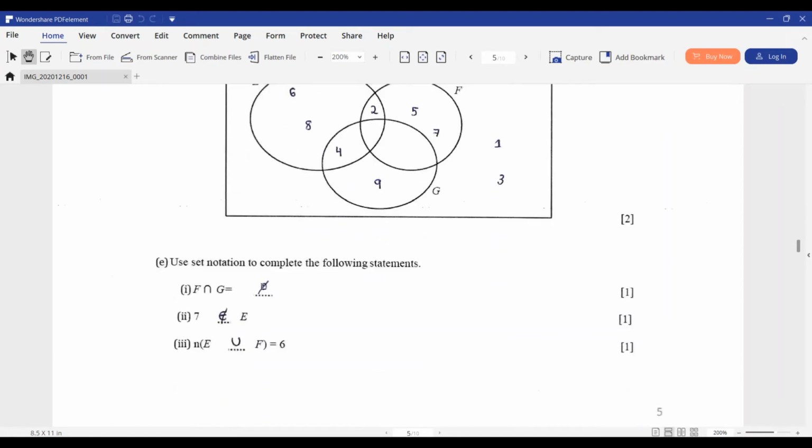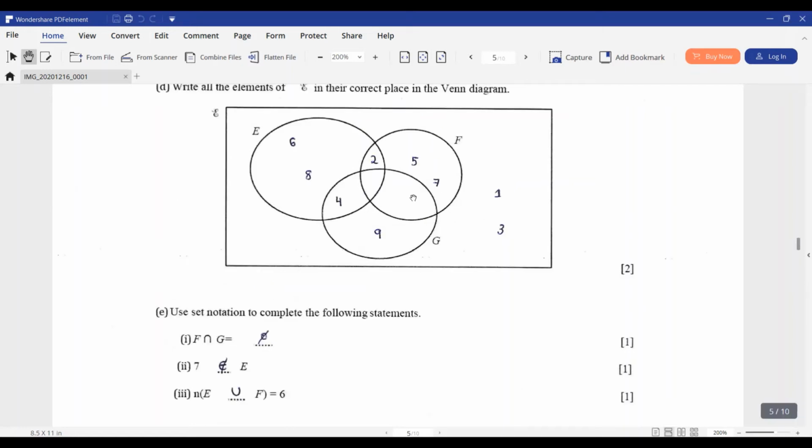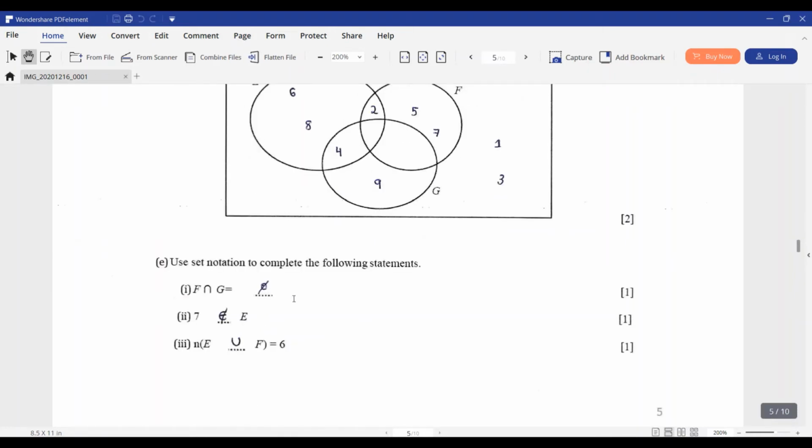Okay, part E. Use set notation to complete the following statements. So F intersection G, meaning this circle over here. What's shared between F and G? There's nothing shared. So what you could do is write this symbol, which is a circle with a cross through it. It's called phi and it's used to denote a void or null set. Or you could use 2 curly brackets with nothing in them.